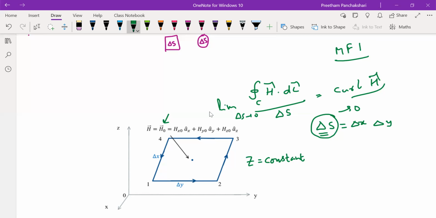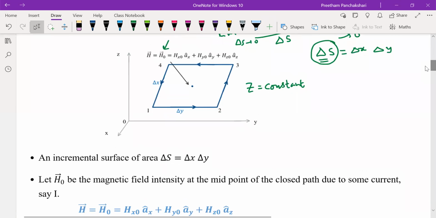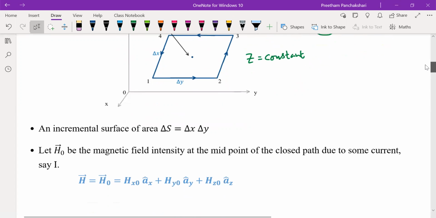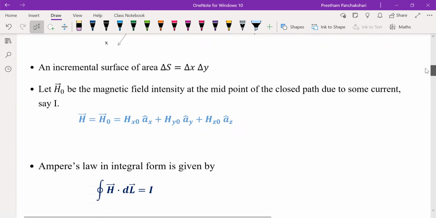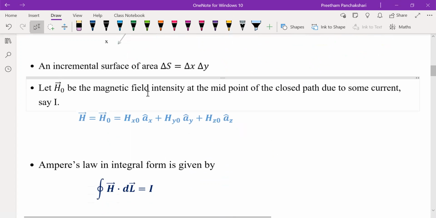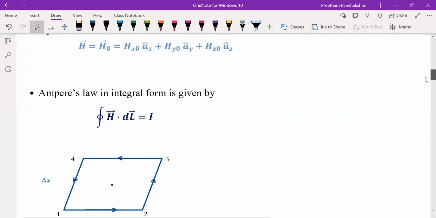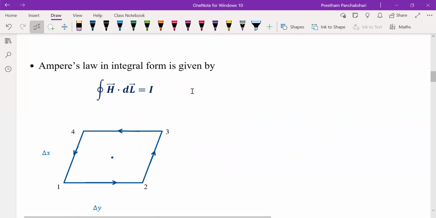So let us proceed now with the circulation. The incremental area is taken as delta S, given by delta X into delta Y. And I have defined the magnetic field at the midpoint of the rectangular path, assuming that all three components are present in the magnetic field. Now we shall start with Ampere's law in integral form, which is given by the line integral of H over the closed path C.